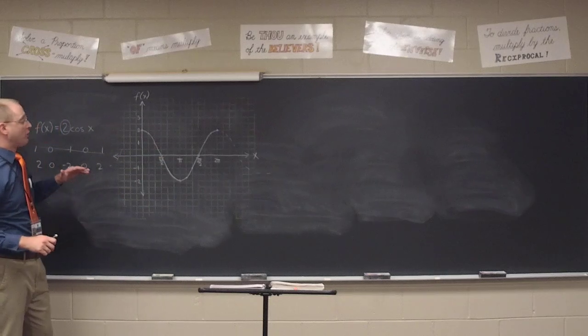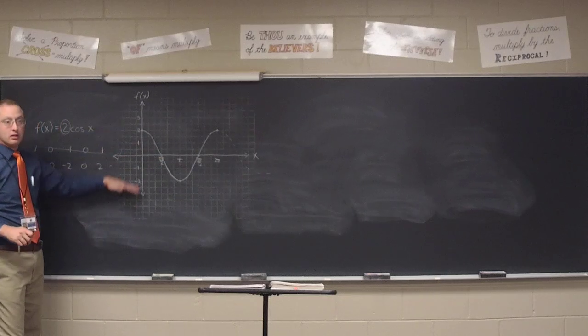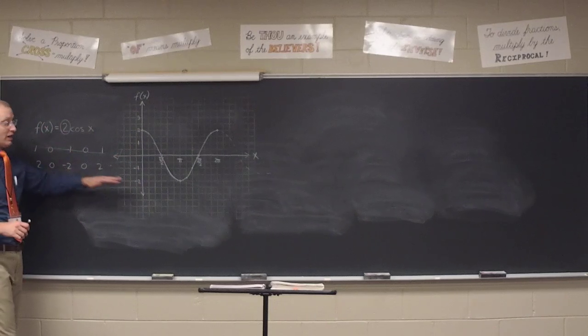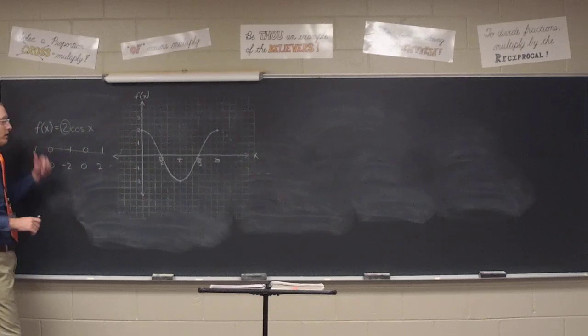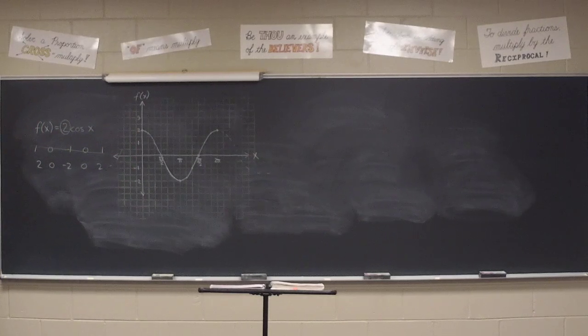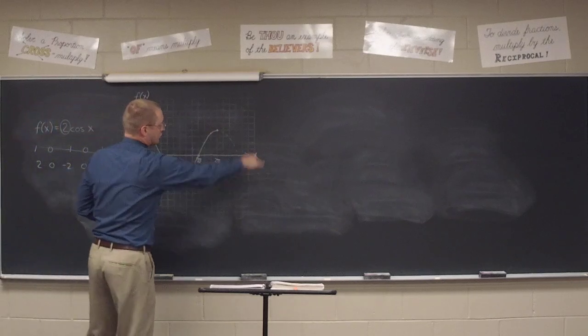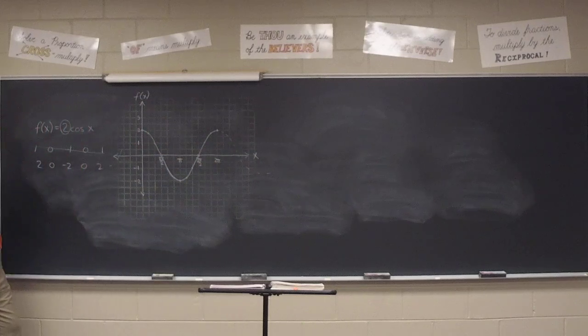We said that the range is going to be negative 2 to 2, because we doubled it. Normal cosine would be negative 1 to 1. Here, the range is now negative 2 to 2 because we doubled everything. The period of the curve? 2 pi. By the time we get to 2 pi, we finish one complete cycle. We can then start the next cycle and go from there.